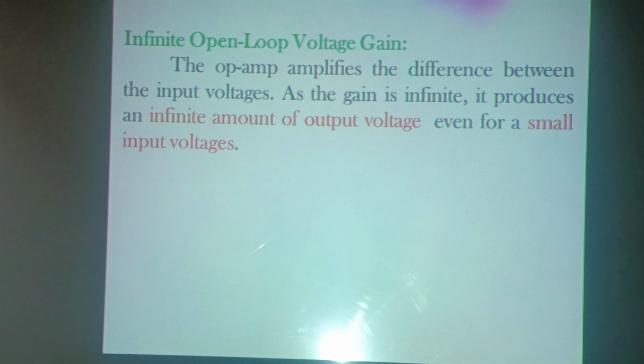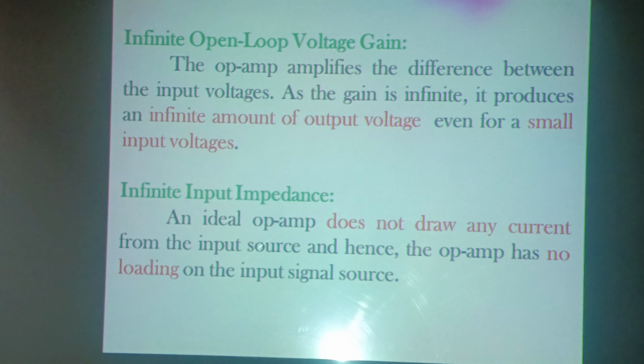Ideal op-amp has infinite open loop voltage gain. Open loop configuration is a configuration where there is no feedback signal from output side to the input side. We know that op-amp amplifies the difference between two input voltages, the voltage applied between inverting terminal and non-inverting terminal. As the gain is infinity for open loop operational amplifier, it produces infinite amount of output voltage even if there is a small amount of input voltage applied to the input terminals.